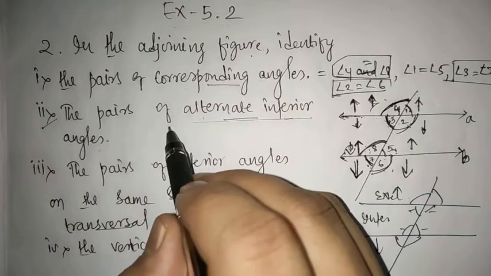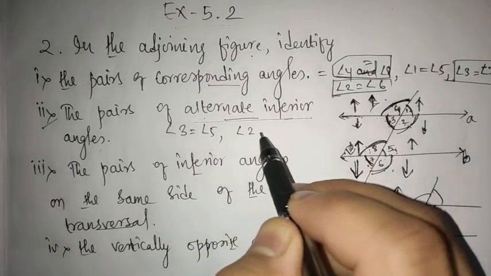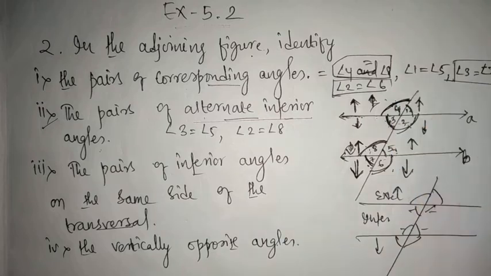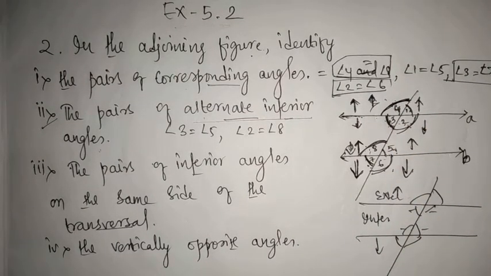You can see angle 3 is equal to angle 5, angle 2 is equal to angle 8, which are on the opposite position of the transversal line. Okay, this is an easy one, no? So the pairs of corresponding angles on the same side of the transversal.